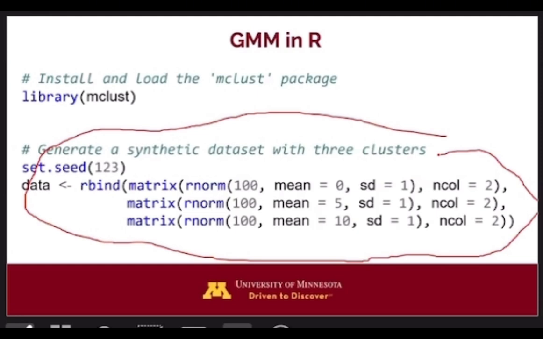You know what I've done right now? I'm actually simulating 3 sets of data. Each of them follows a normal distribution. Take a look at that. They've got the same standard deviation but different means. The means are 0, 5, 10, and 100 observations for 2 columns will have mean 50, 50. Does that make sense? Okay.